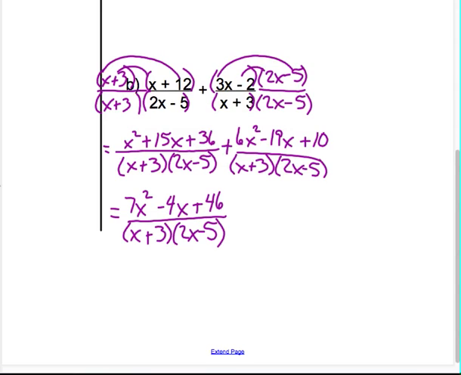So if this one factors, I'm going to have to check my AC method. So 7 times 46 gives me 322. So I'm multiplying, and then I would be adding to negative 4. So I'm going to try and find numbers that are pretty close together to see if they multiply to 322.